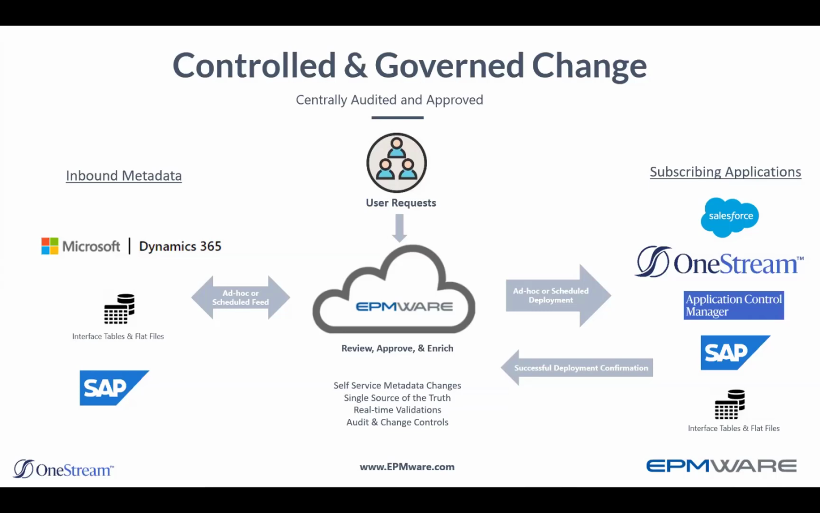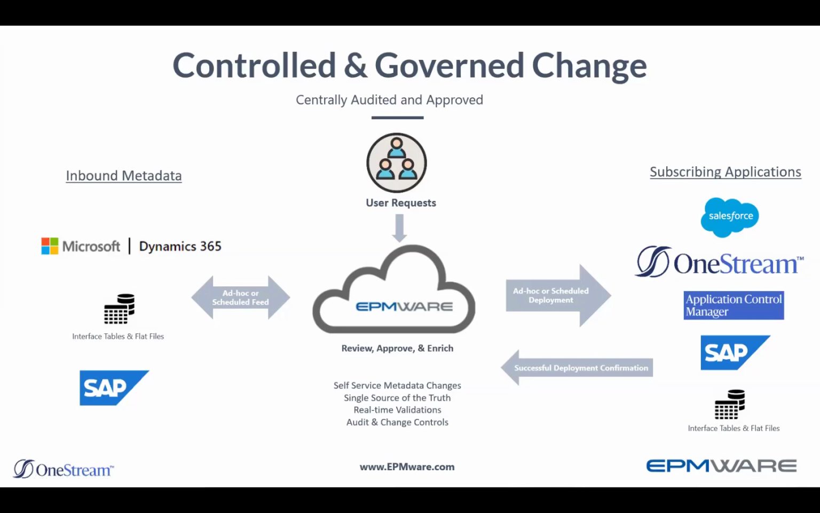So EPMware has the capability of holding all types of metadata, regardless of what type of metadata it is. Now, this metadata can be submitted directly into EPMware. We also have a case where there is metadata that's loaded from an inbound data source. And that's because at that point in time that may be the source of metadata change. Typically, it's chart of account segments coming from something like Dynamics 365, SAP, interface tables or flat files that just might be feeding in dimensionality.